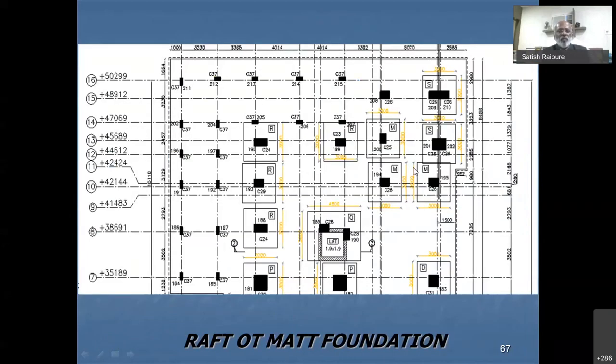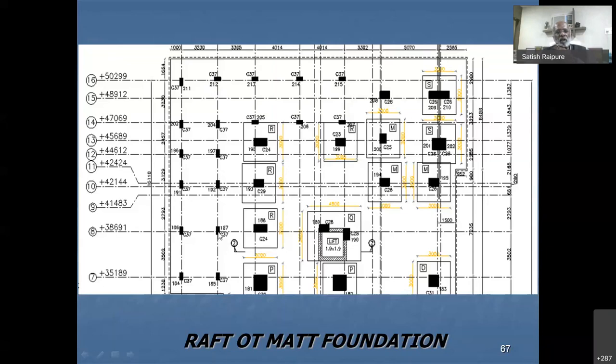This is the raft foundation that I was referring to, where the area of the building is very large, and the distance between the columns is also very large. The stress concentration or the shear force on these columns is very high as compared to these columns. And here the depth requirement of the raft will be quite high as compared to the depth requirement at these columns. So what we did here, we found out the different reactions on the columns, and we designed the foundation for average loading.